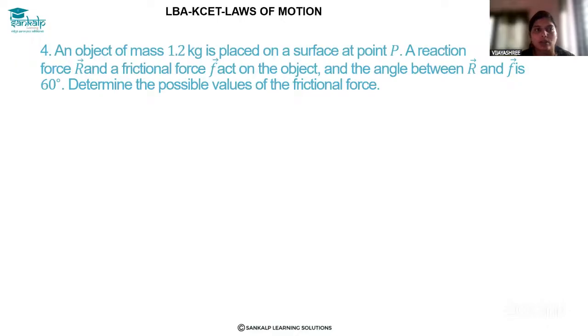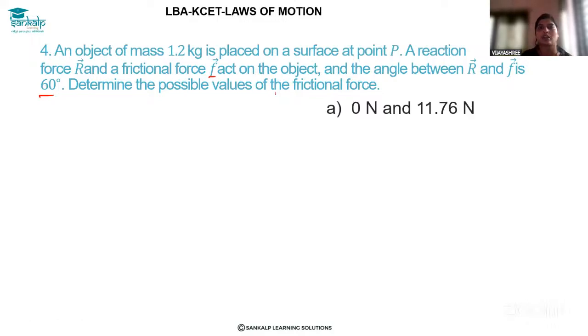We are discussing LBA-KCET questions of the chapter Laws of Motion. Let us look at question number 4. An object of mass 1.2 kg is placed on a surface at a point P. A reaction force vector R and frictional force vector F act on the object and the angle between R and F is 60 degrees. Determine the possible values of frictional force.